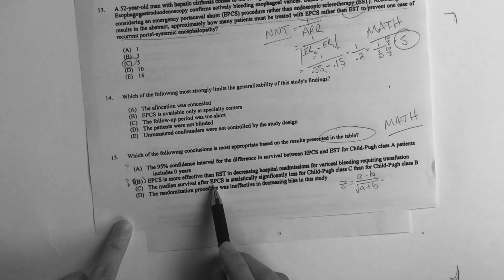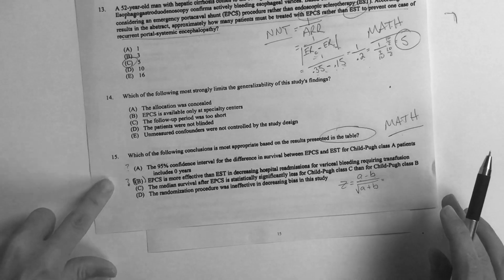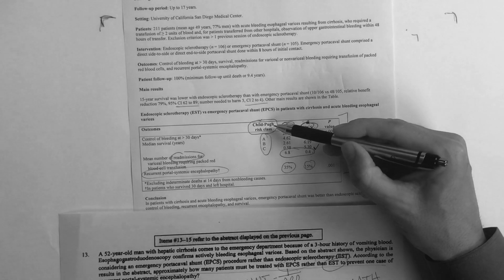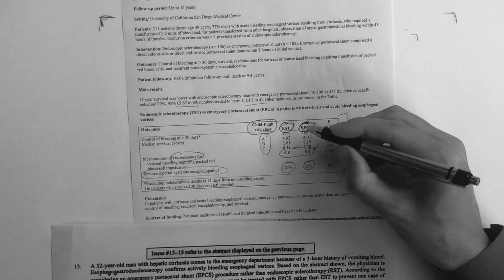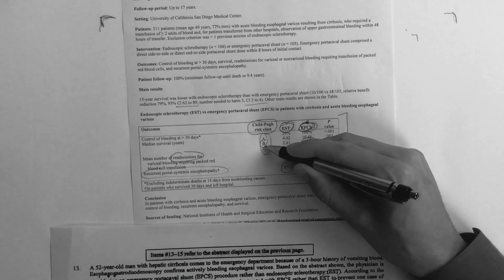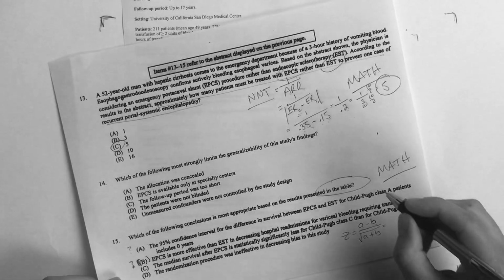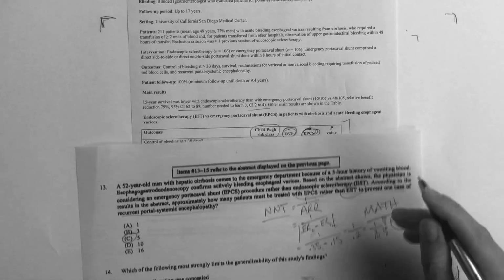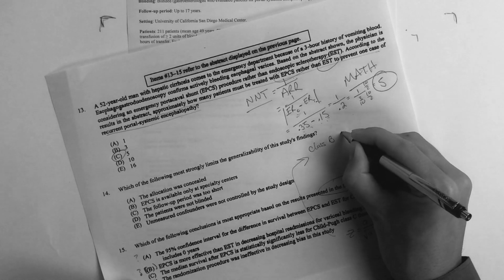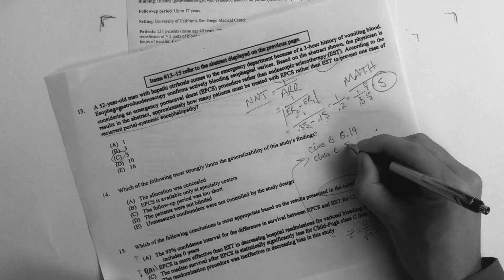So let's look at this. The median survival after EPCS is statistically significantly less for class C than class B. Okay, so let's look at this. It was for EPCS, which is right there, and it was comparing class B, so the 6.19, with class C, which is 5.3. So there are my two numbers, okay? All I care about are two numbers at this point. When it said class B, that was 6.19. Class C is going to be 5.3.